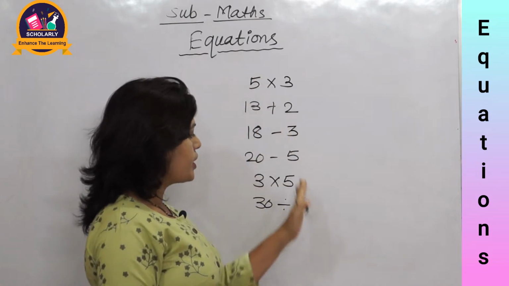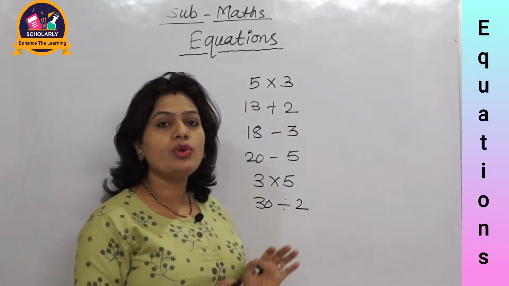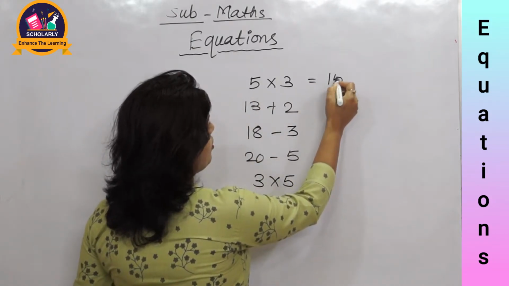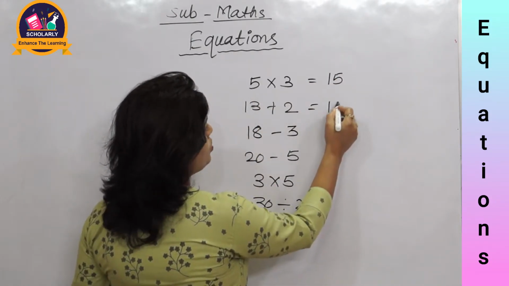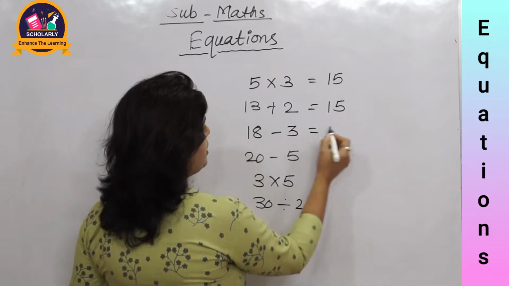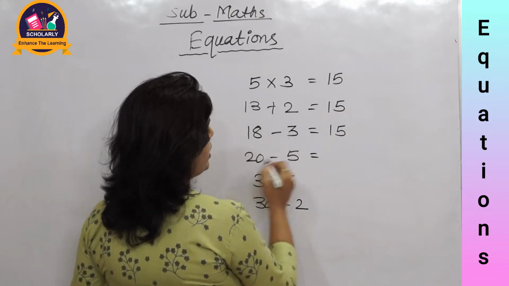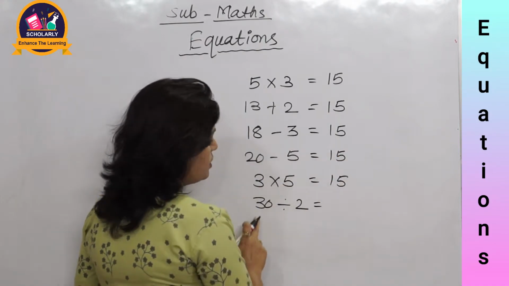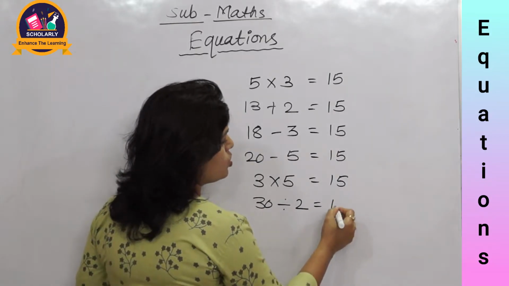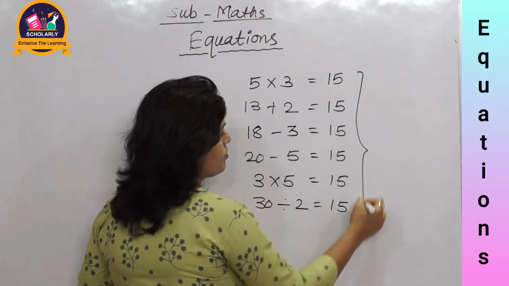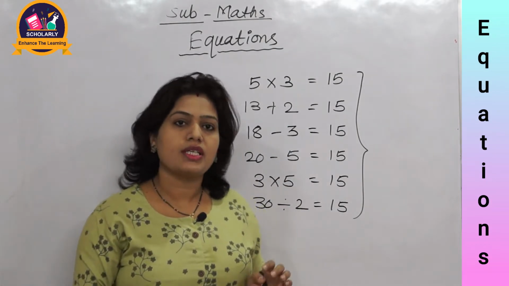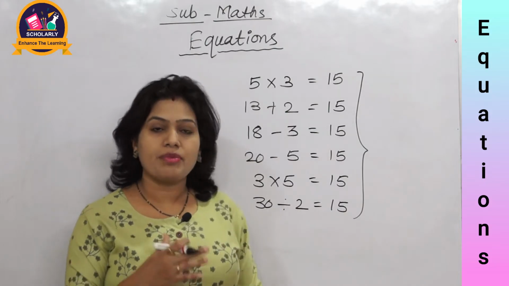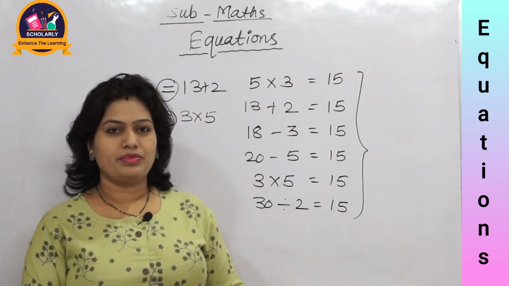Different kinds of operations are there, but if you see the results, what are the results? 5 3s are 15, 13 plus 2 is also 15, 18 minus 3 is 15, 20 minus 5 is 15, 3 5s are 15, and 30 divided by 2 is also 15. So different kinds of operations are there, but the result is the same. That means we can get the same result by performing different operations.